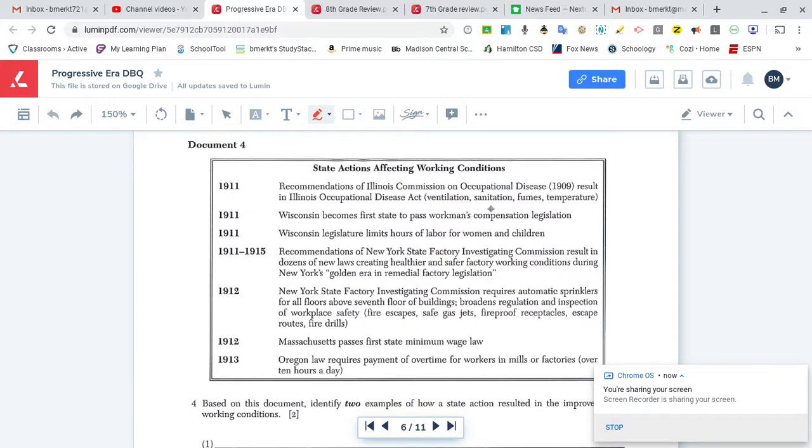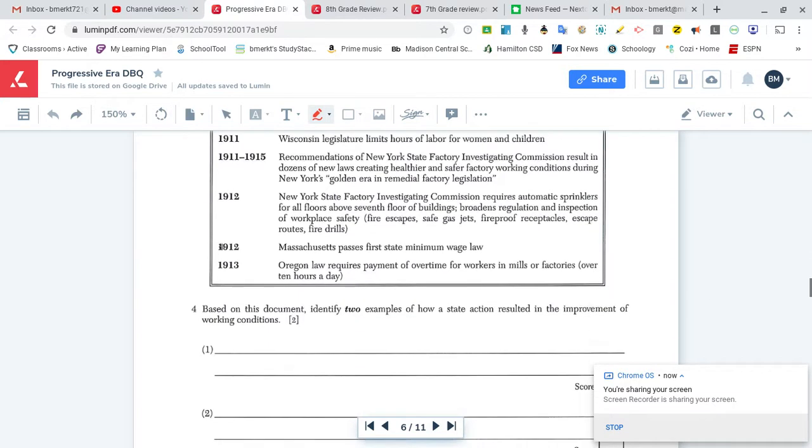Let's take a few minutes to go through some of these actions taken by different states during the Progressive Era. So document 4, state actions affecting working conditions. You have different dates and then different things that the state did in response to these problems that were created out of industrialization. Based on this document, identify two examples of how the state action resulted in the improvement of working conditions.